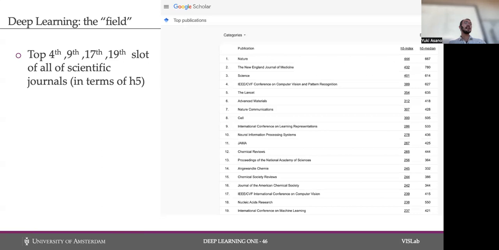And the deep learning venues, in this case CVPR, the Conference on Computer Vision and Pattern Recognition, the International Conference on Learning Representations, Neural Information Processing Systems, the International Conference on Computer Vision, and ICML, are all in the top 20. So deep learning is right behind Nature and Science in terms of publication track records. And it's really hard to get into these journals and conferences, but yeah, you get to hang out with friends, and that's how we write papers as well.